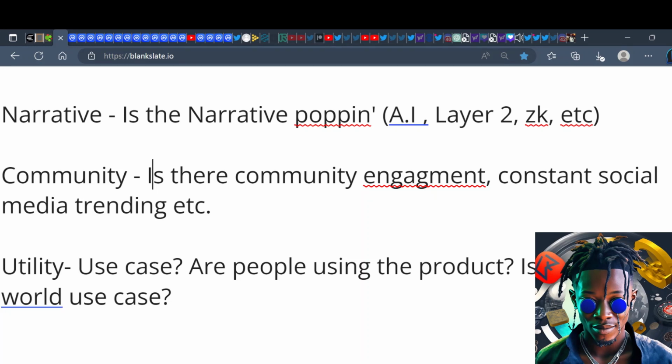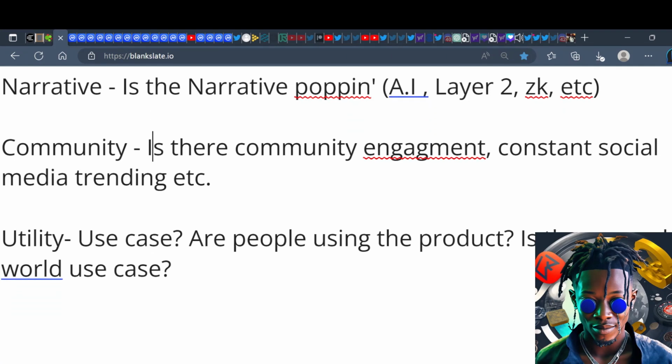You feel me? We've seen dead projects pump, don't get me wrong, but the ones that actually go parabolic are the ones that have the strongest community. I think the community is one of the top things a crypto project has to have. You feel me? It's got to be in the top two. You need narrative, community, and of course, number three right here is utility.